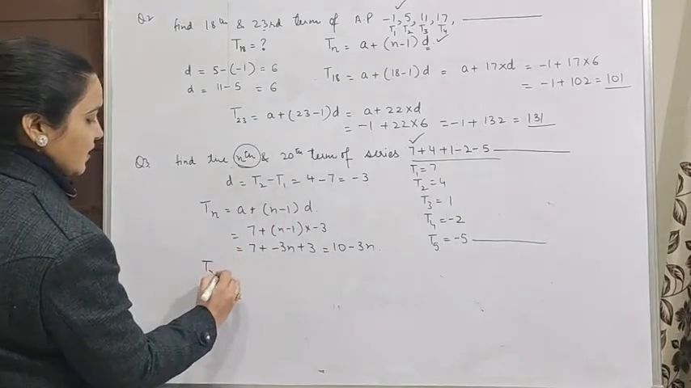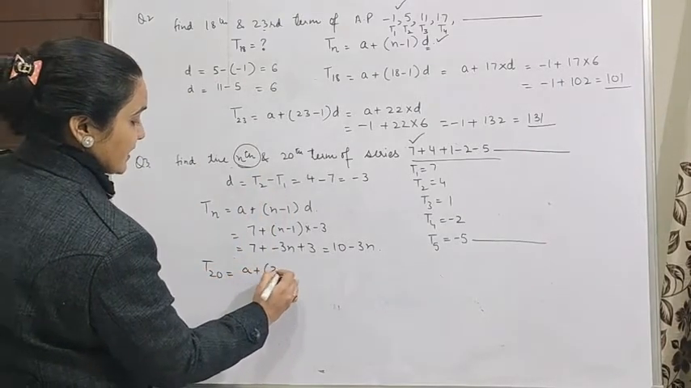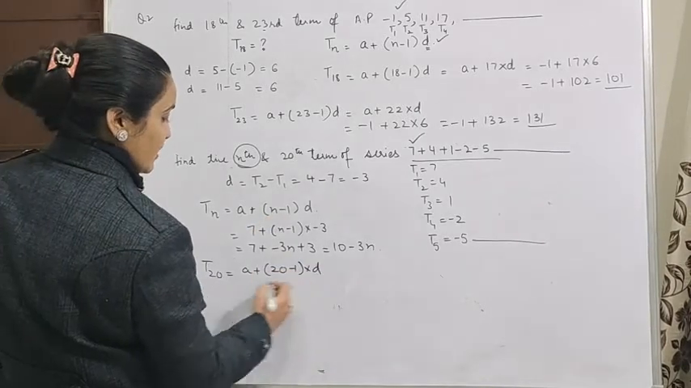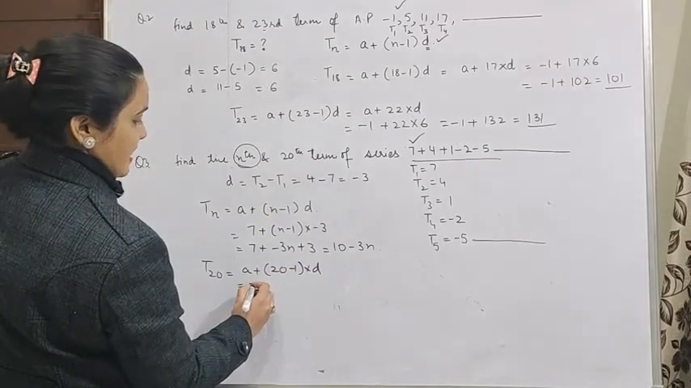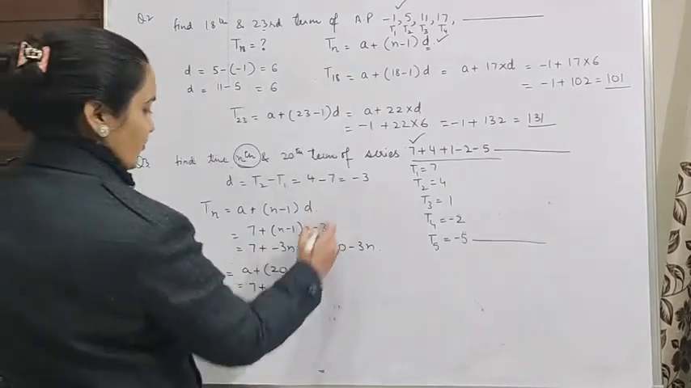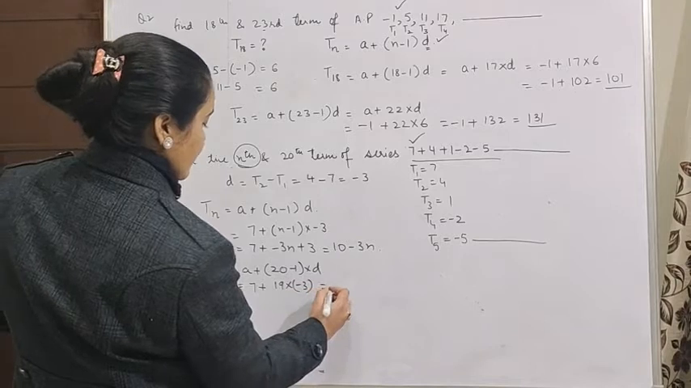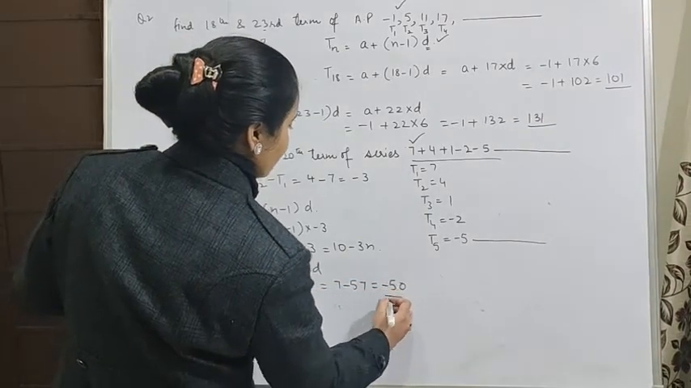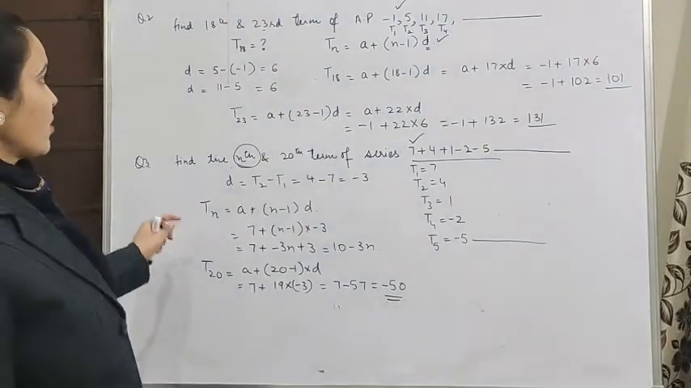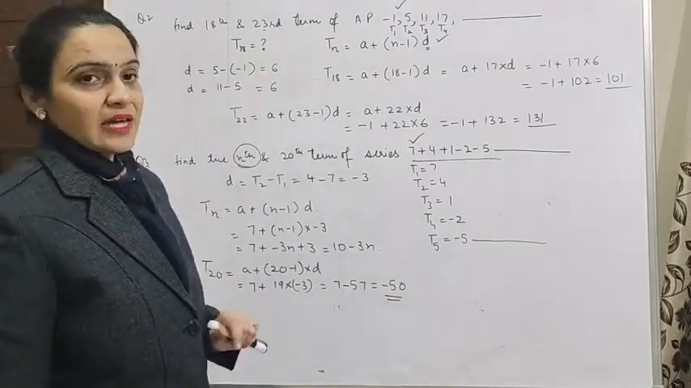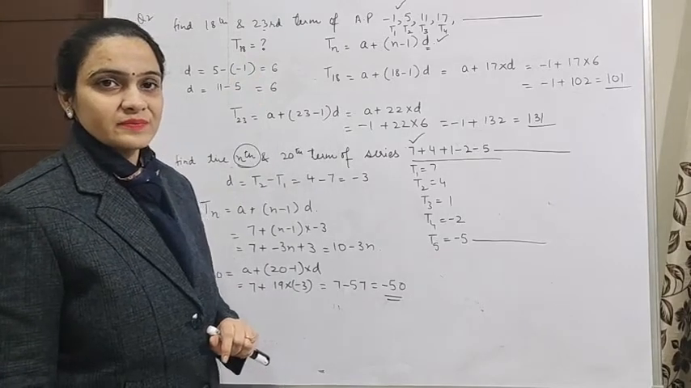Let us now find the 20th term: A plus 20 minus 1 times D, putting n as 20. A is 7, it is 19 into D, and the common difference is minus 3. So it is 7 minus 57, which is minus 50. So this is all about how to find the terms of an arithmetic progression.